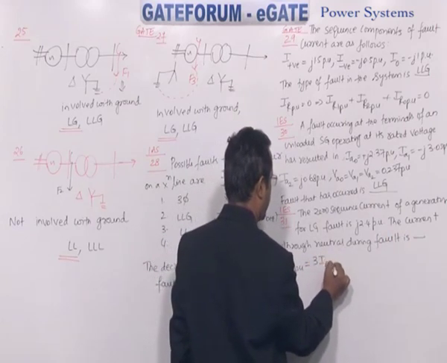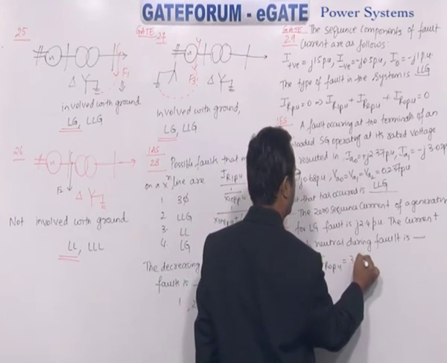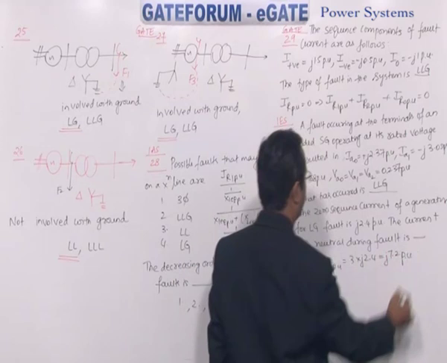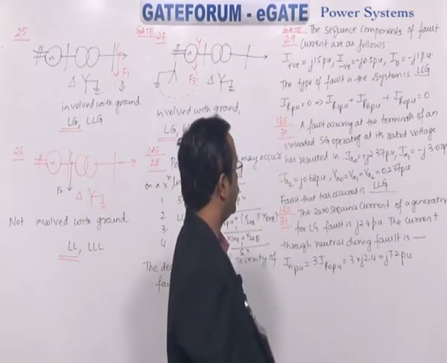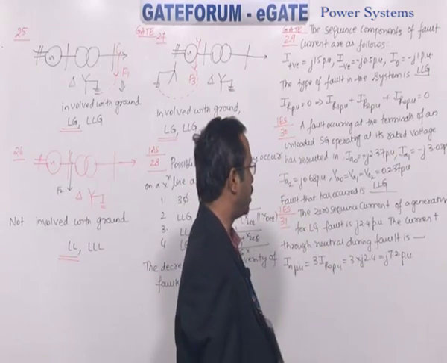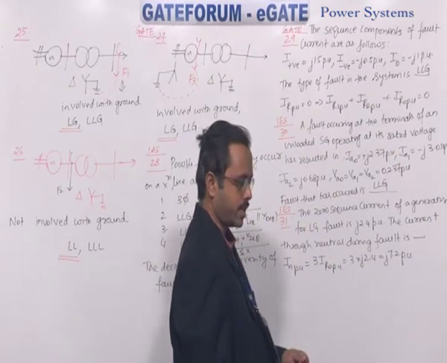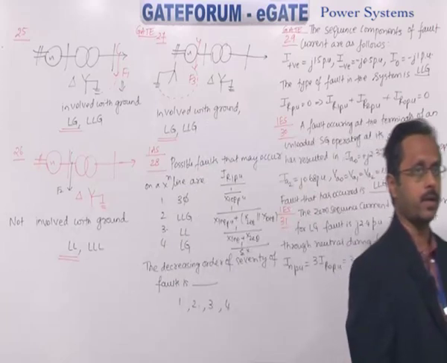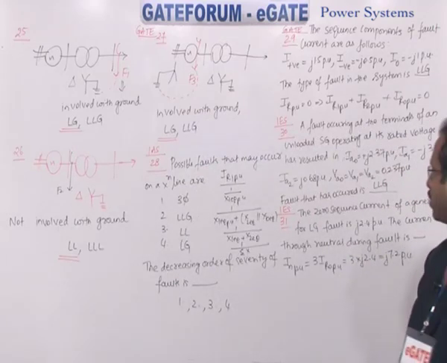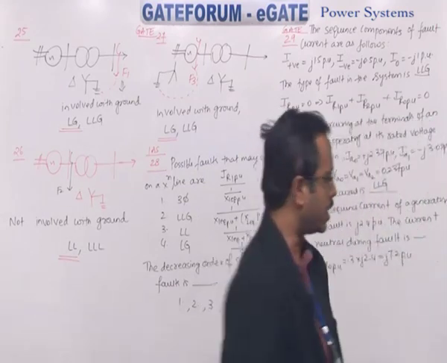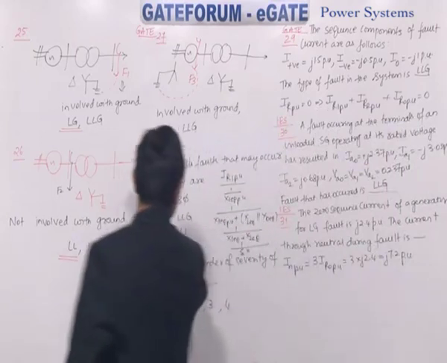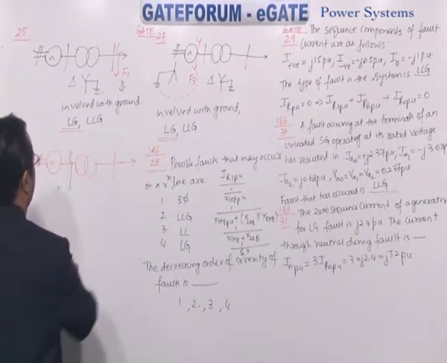We have derived 3 I_R0 per unit. So 3 into j2.4, how much do you get? 7.2 per unit. So this is the current flowing through the neutral during fault, j7.2 per unit. So this is how you calculate the neutral current here. The formula is simple: 3 I_R0 per unit.